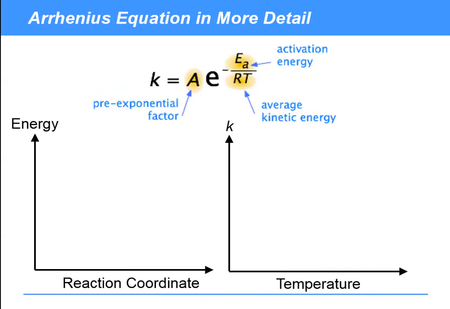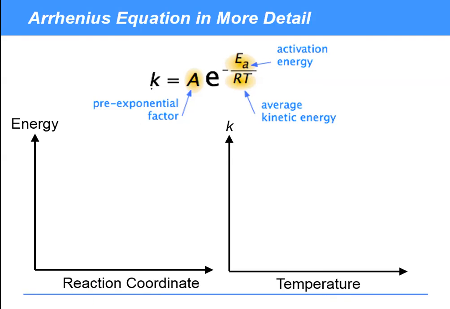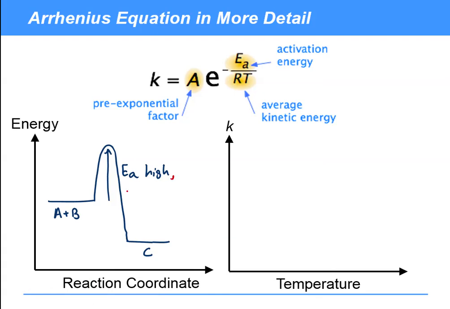So there's the Arrhenius equation. The first thing this is telling us is that there is a link between the size of the rate constant and the activation energy. Now if we think about this on an energy level diagram, let's say these are reactants A plus B and C. If this reaction has a very high activation energy, then we're going to conclude that k will be small.